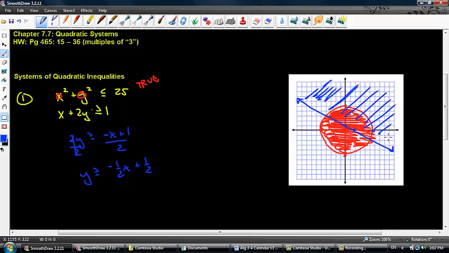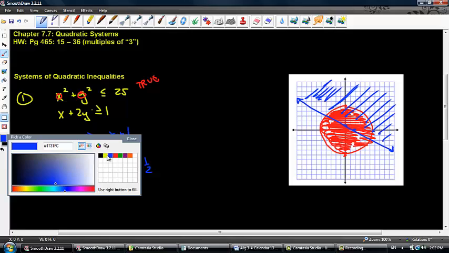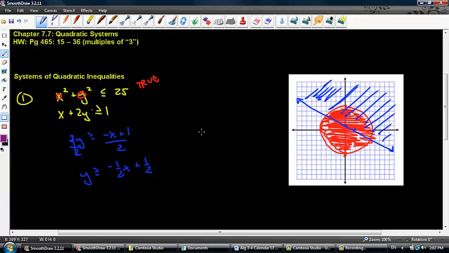So again, on a system of inequalities, we want to find the shared shading. It looks like the shared shading is happening inside this little hemisphere right here. So this is where you want to be for your shared shading, where the purple is.